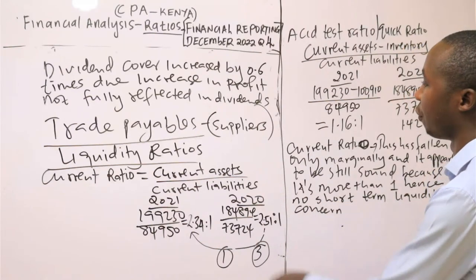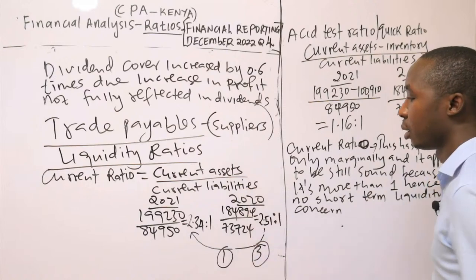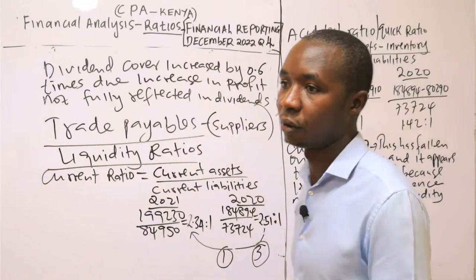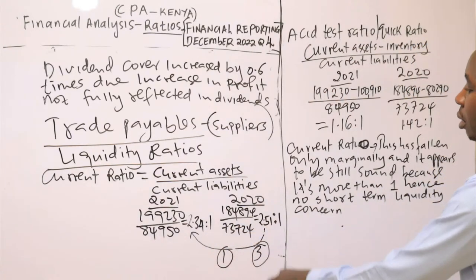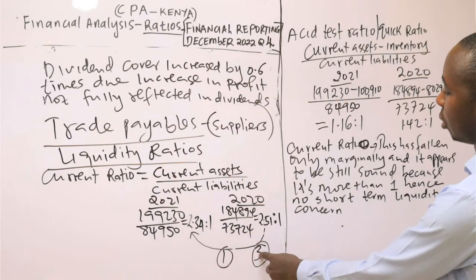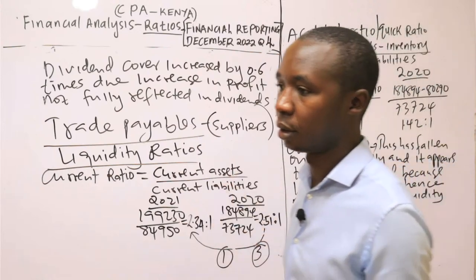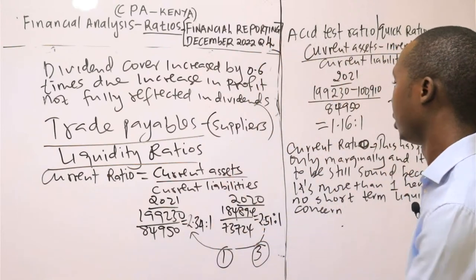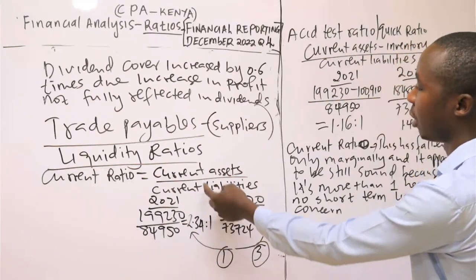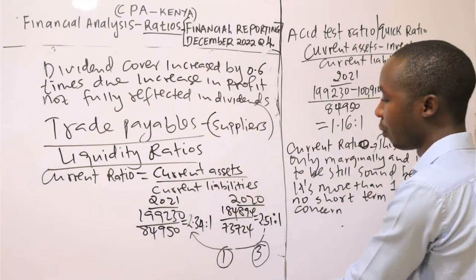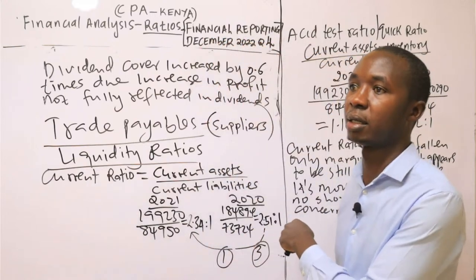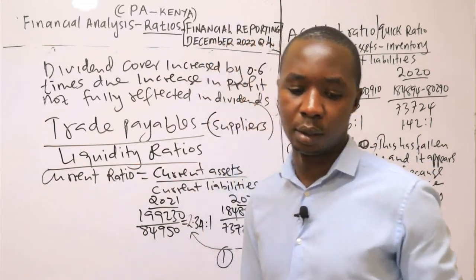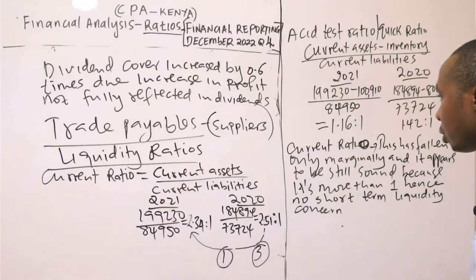Meaning that the assets of this company are capable of meeting the obligations we have when the ratio is more than one and not exceeding three. The money we have, the cash and the current assets we have, are capable of meeting the short-term obligations. So this is a sound current ratio.